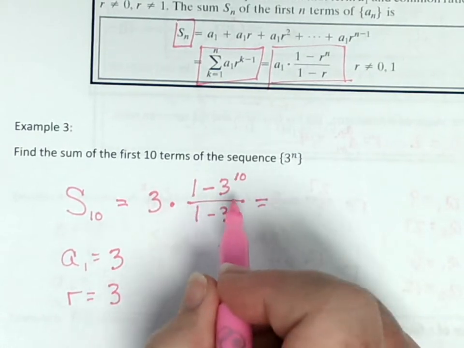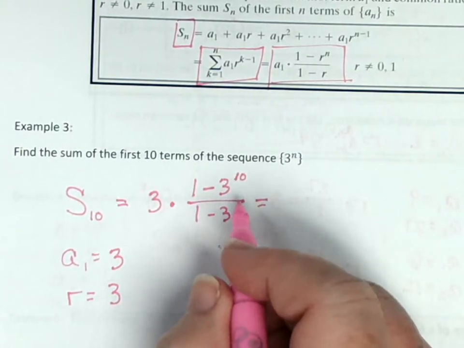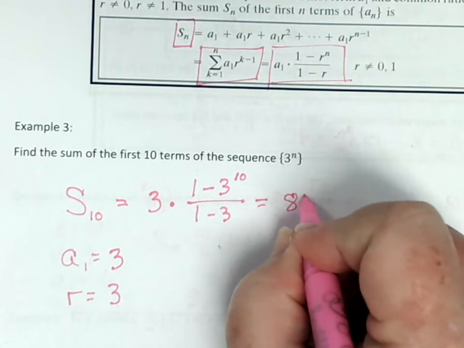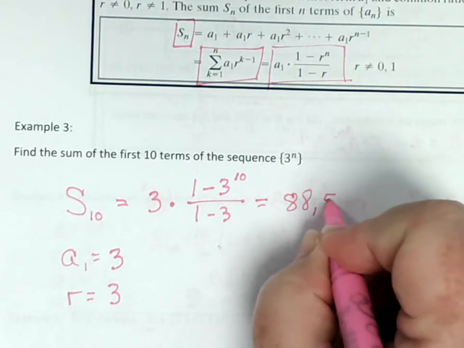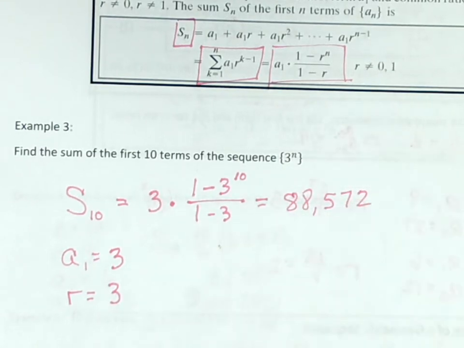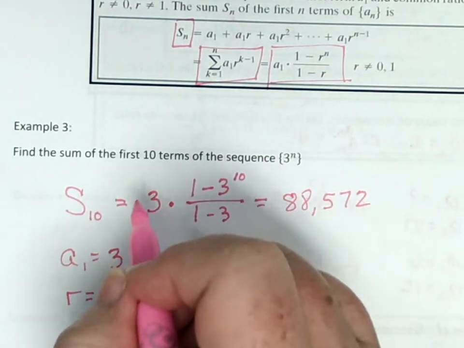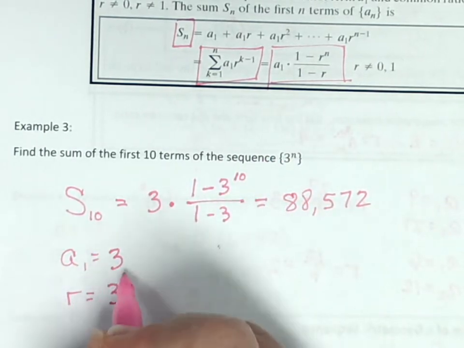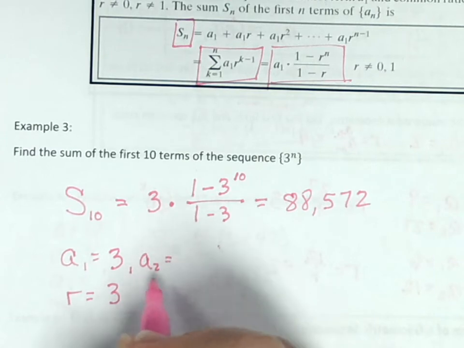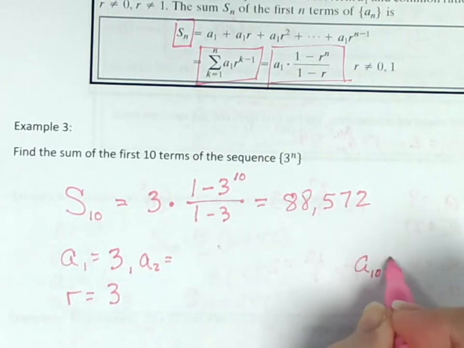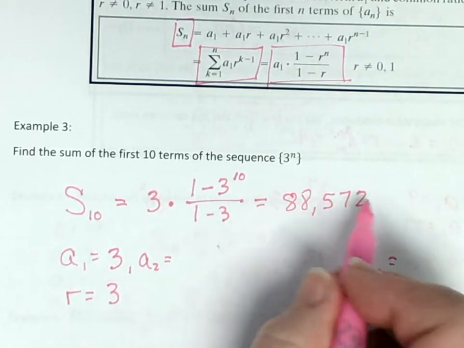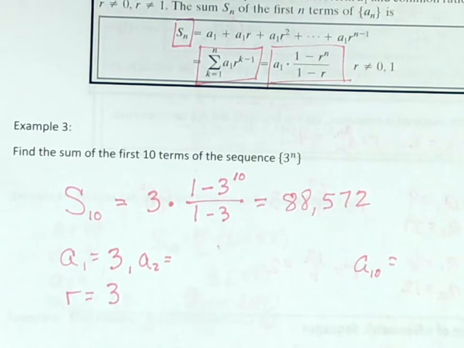I would even use fraction format just in case my answer is a fraction, and you will find that you get 88,572. Okay, so if I wrote all the terms out, if I wrote a sub 1, a sub 2, all the way out to a sub 10, and I added them up, I would get 88,572.